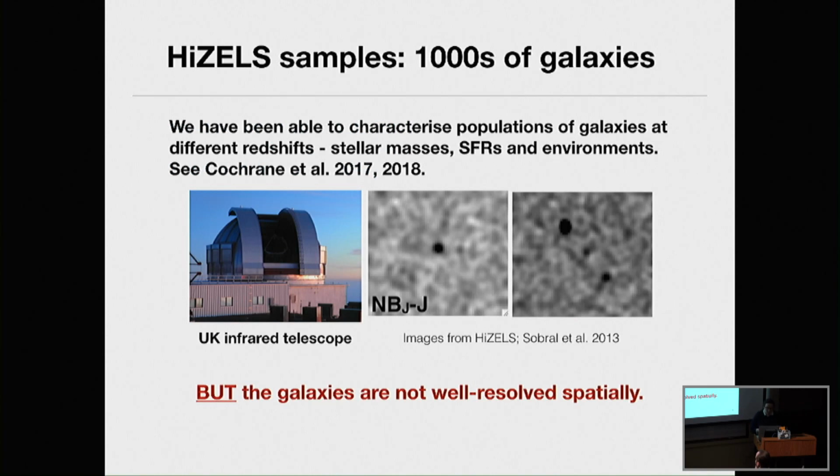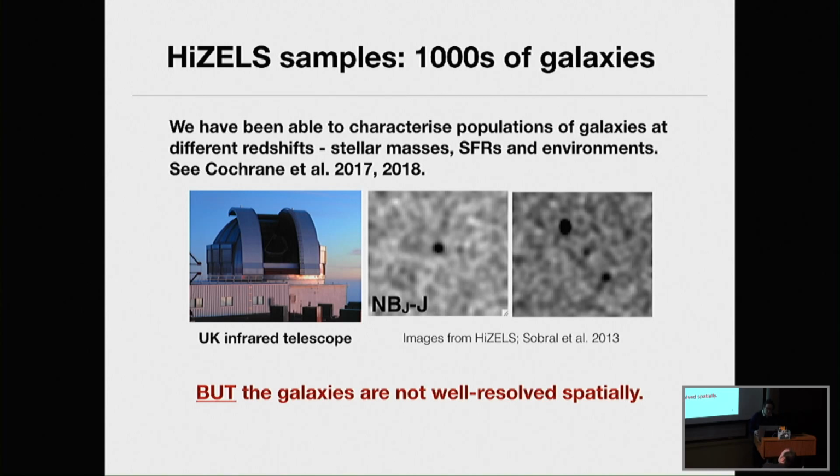And these large samples were really good for characterizing the population in terms of luminosity functions, and probing dark matter halo environments via clustering, for example. But the galaxies aren't spatially resolved, so we can't see where star formation is happening within the galaxies.